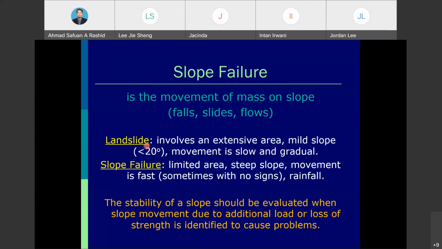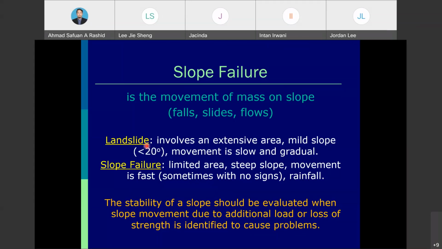Some researchers have categorized slope failure under two types. The first one is the landslide. It involves an extensive area. It covers a very large area, with mild slopes of less than 20 degrees. The movement is slow and gradual.